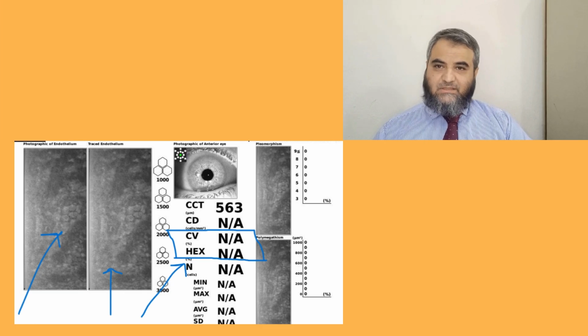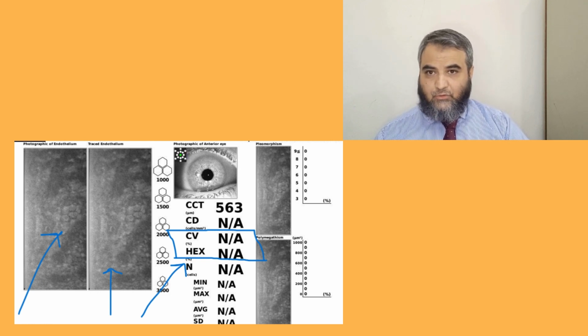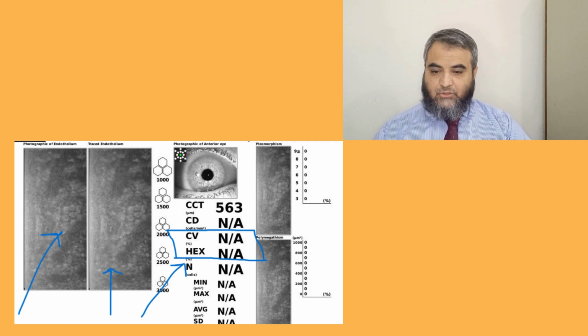Now this is the endothelial cell count of a sick cornea. You can see here, you are not going to see the typical hexagonal mosaic pattern. But if you concentrate on the photograph of the endothelium, you can see some areas where there are cells, and in between there are gray areas. So this eye has lost a lot of endothelium. Even the central corneal thickness has now gone up to 563, and we were unable to do any calculation about cell density, hexagonal cells, or coefficient of variation.